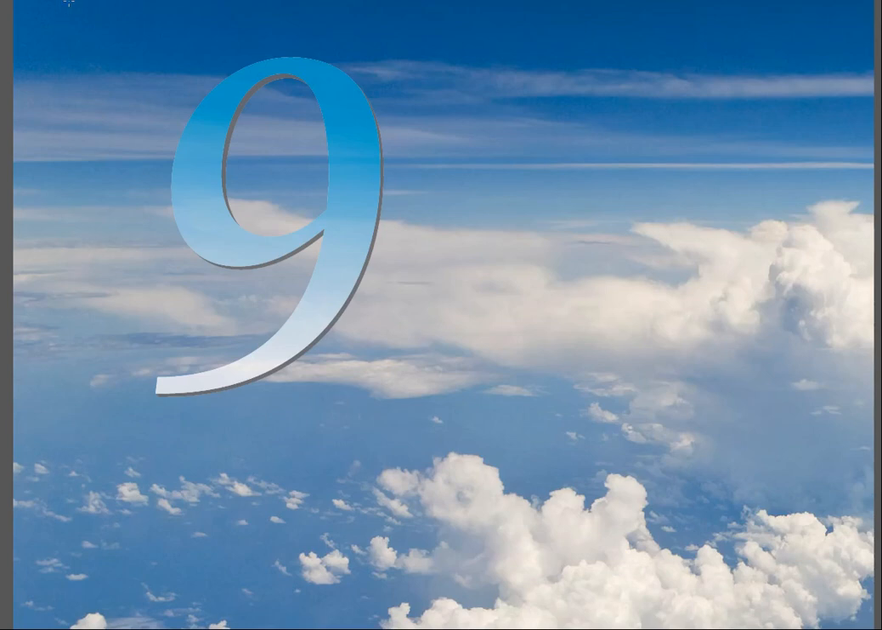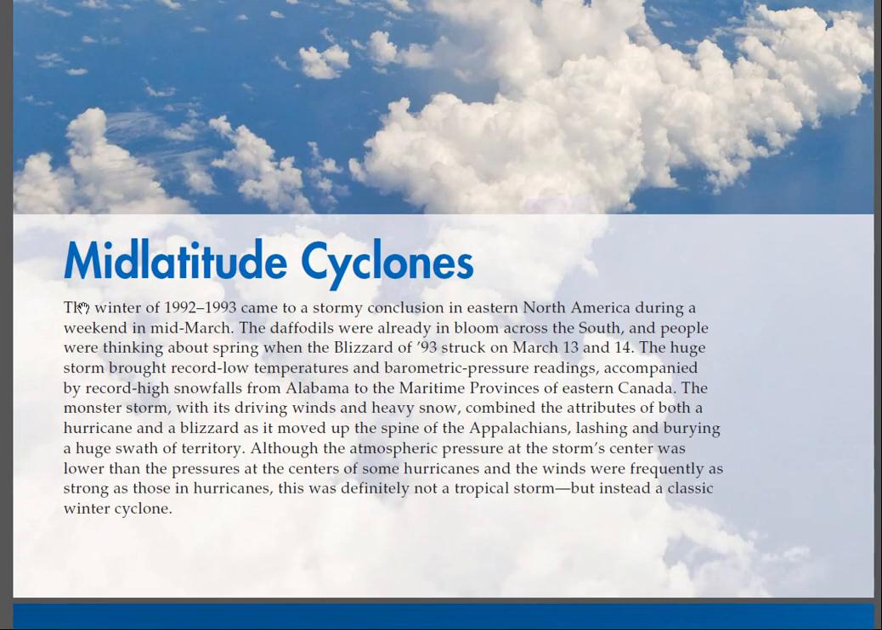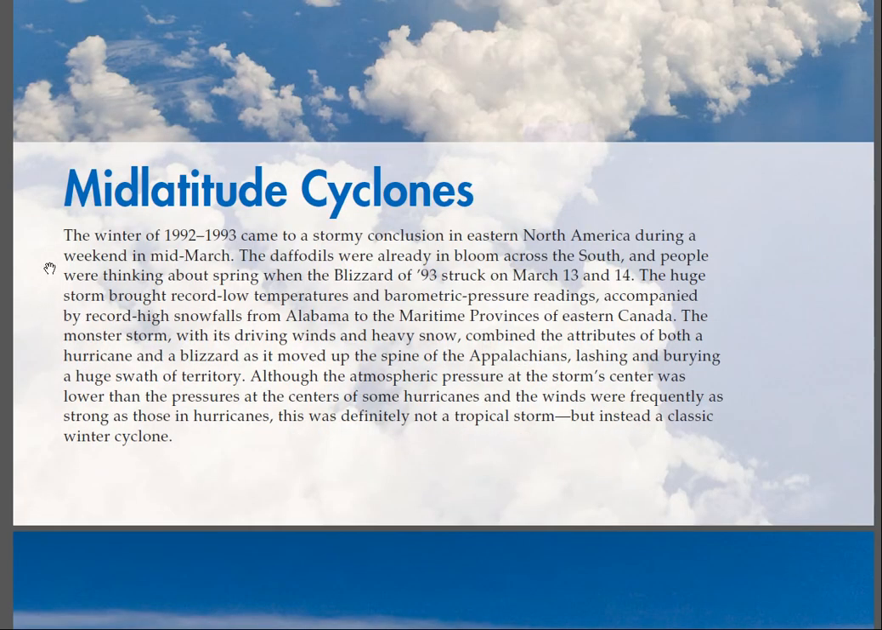Chapter 9, Midlatitude Cyclones. The winter of 1992–1993 came to a stormy conclusion in eastern North America during a weekend in mid-March. The daffodils were already in bloom across the south, and people were thinking about spring when the blizzard of '93 struck on March 13 and 14.